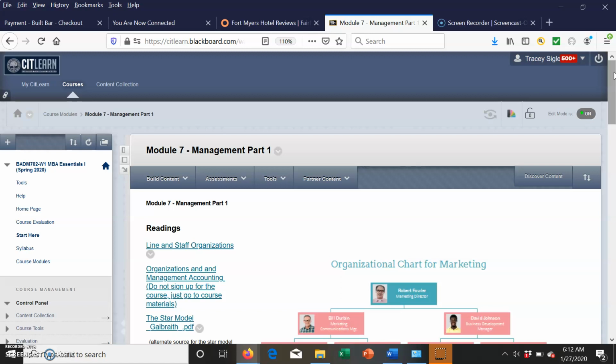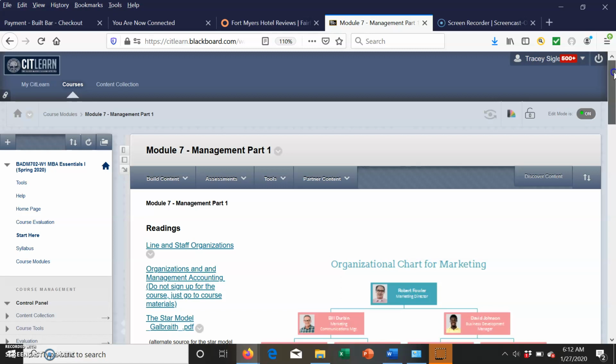So the management modules, first of all, I posted an announcement last week about the couple materials you need to get for management. And as we go through the modules, I'll point out where those are. So we're starting out with the organization level of management, and then we'll look at the team level and then the individual level next week.